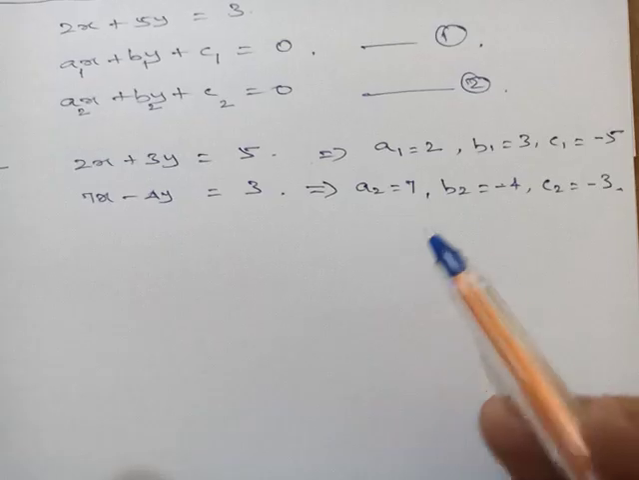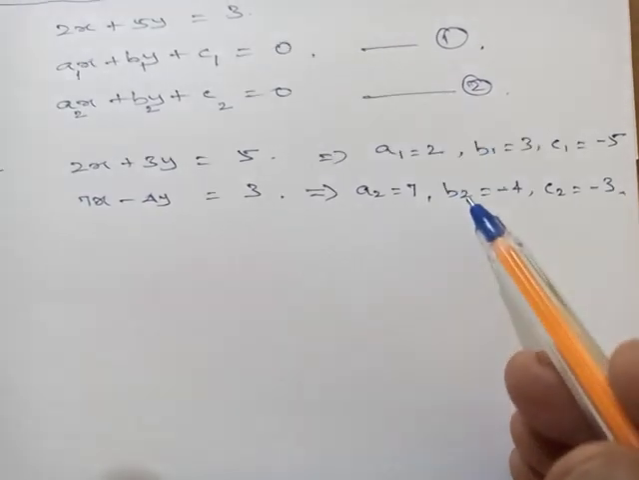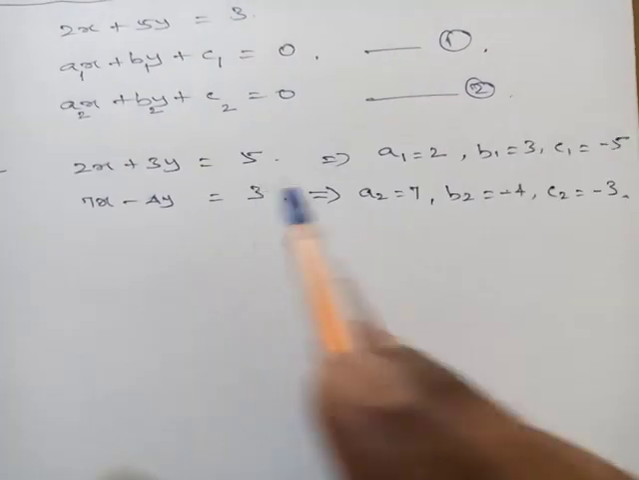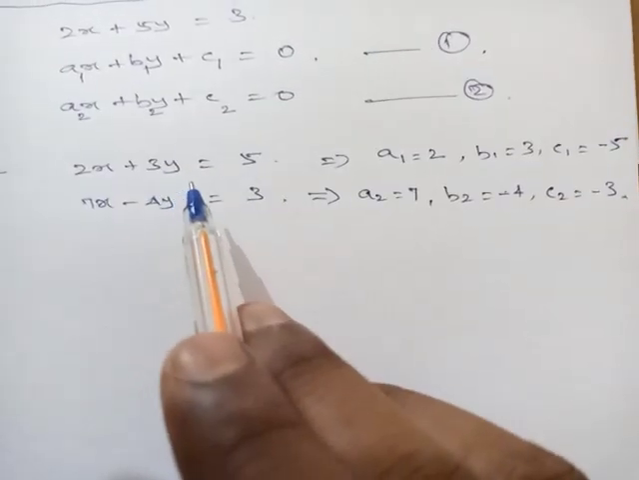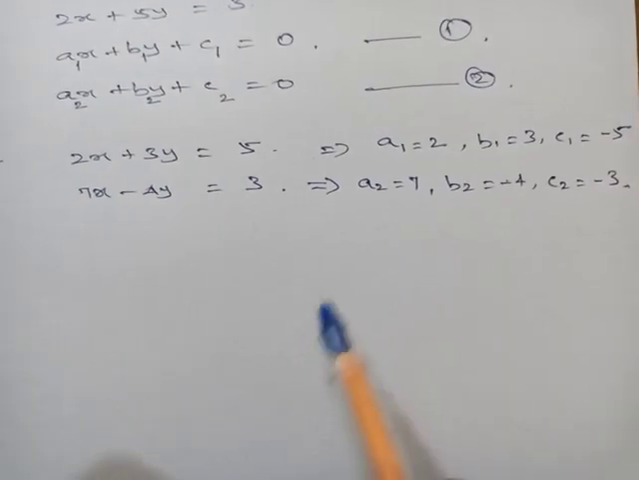This is nothing but: a1 means the coefficient of x in the first equation. a2 means the coefficient of x in the second equation. b1 means the coefficient of y in the first equation. b2 means the coefficient of y in the second equation. c1 means the constant term in the first equation. c2 means the constant term in the second equation, right?